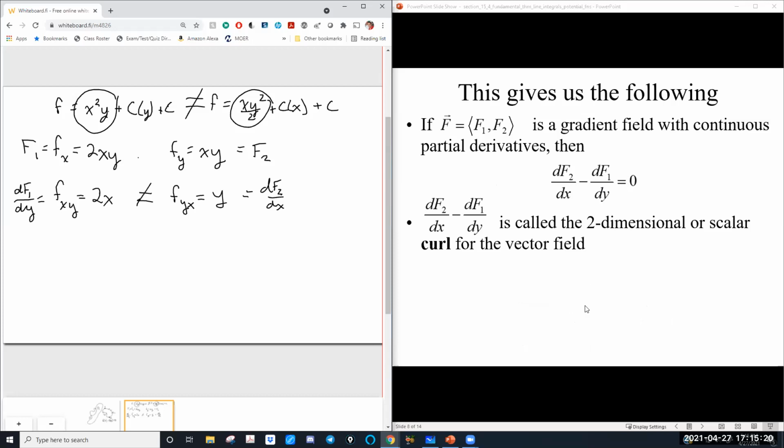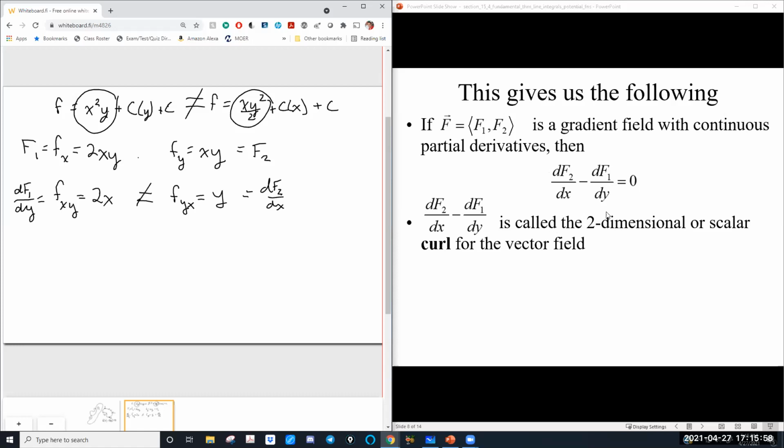And we were practicing doing curls last week. So we're now using the curl to figure out whether or not our vector field is path independent or not. Whenever you have a curl that is 0, well, there's one thing we're going to have to add, and I'll add it in the next slide. But when the curl is 0, we have a path independent vector field, provided one thing, and we'll look at that next.